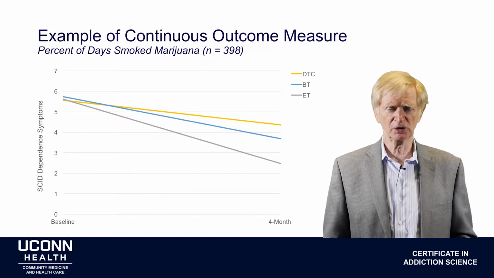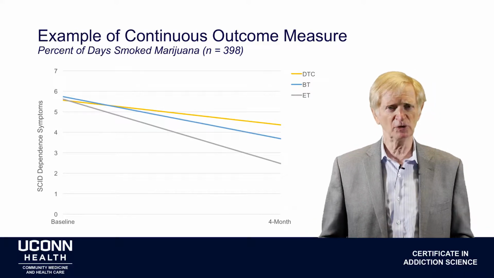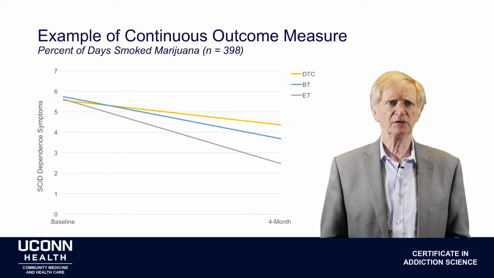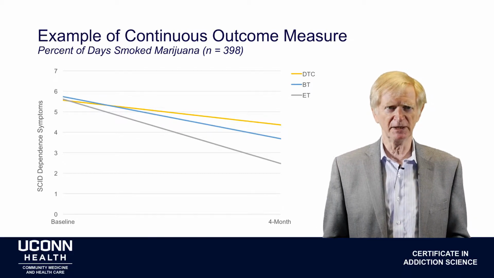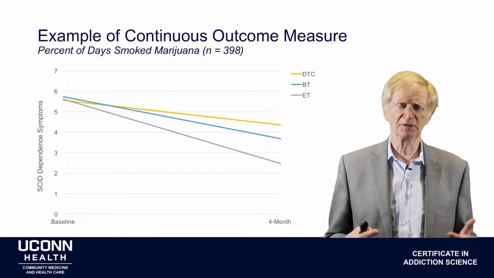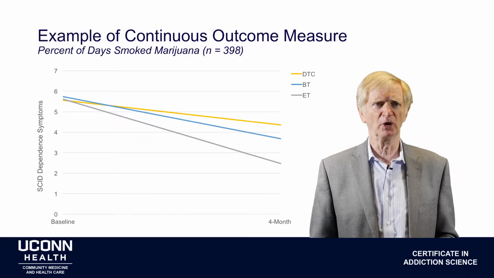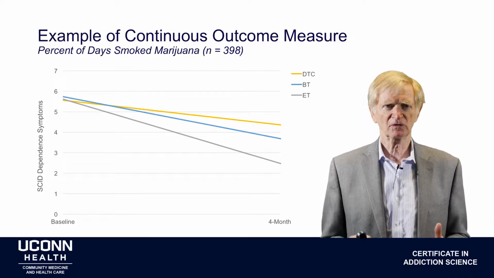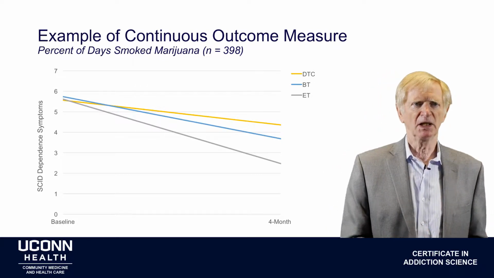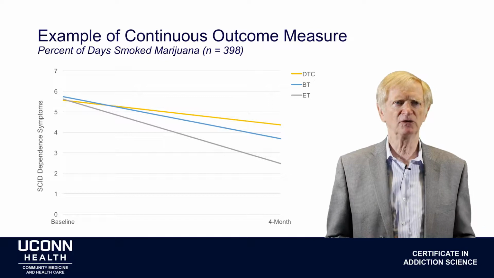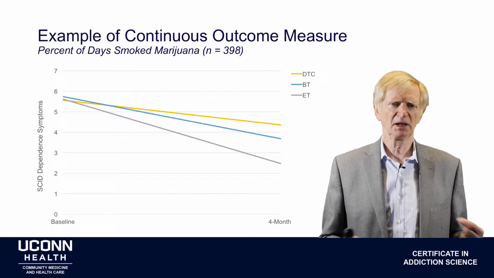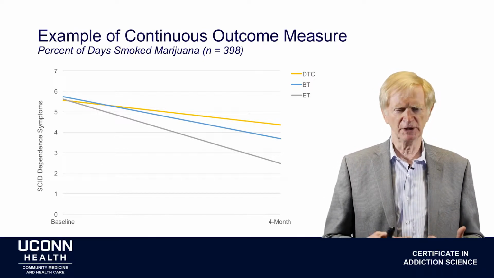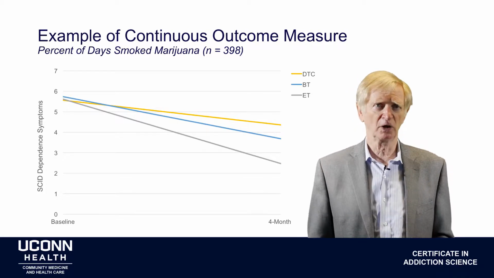So here's the distribution. It shows that on a continuous basis, the three treatments led to quite different results. And one way of summarizing the data is to just condense the weekly reports into averages for the main follow-up periods. So at 4 months and at the end of treatment and at baseline, you can make a comparison of the percent days that people were either using cannabis or were abstinent.